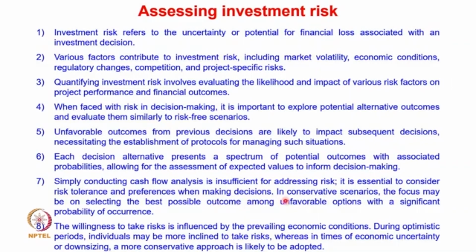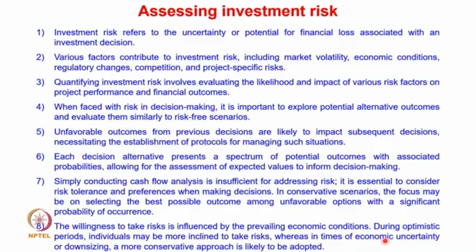Okay. So in conservative scenarios, the focus may be on selecting the best possible outcome among unfavorable options with a significant probability of occurrence. The willingness to take risk is influenced by the prevailing economic conditions. So what is the economic condition, whether it is good? If the economic condition is good, in that case you are more optimistic for taking calculated risk, whereas when the economic uncertainty is there, in that case you try to become more conservative in making the decisions.